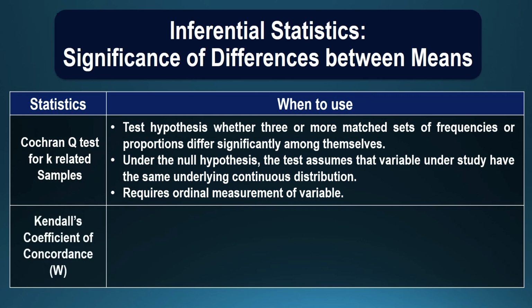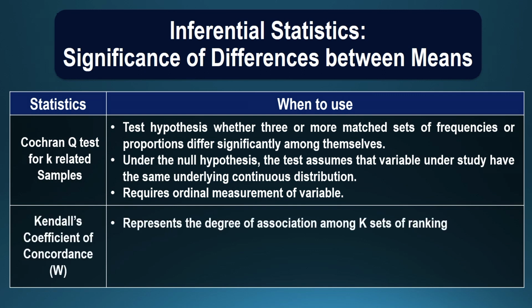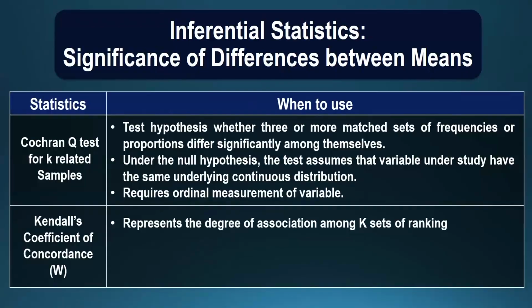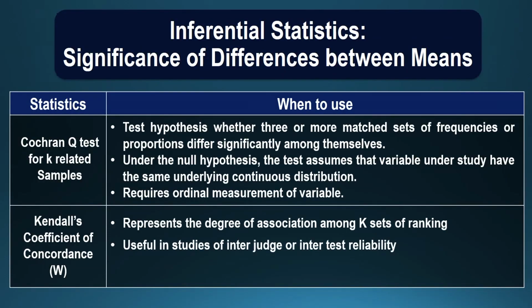Kendall's coefficient of concordance can be used to represent the degree of association among K sets of rankings. Now, this can be used if you have three different judges who have judged the sample on some variable and have given independent ranking to the people. So you can find out the degree of association or degree of agreement among the three judges with respect to the ranking given to the different people.